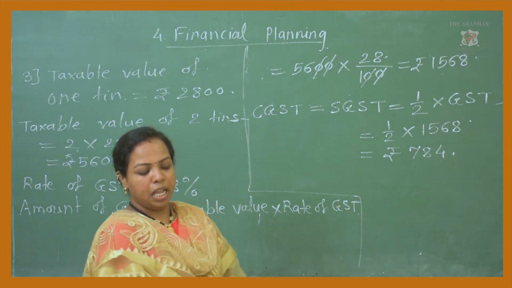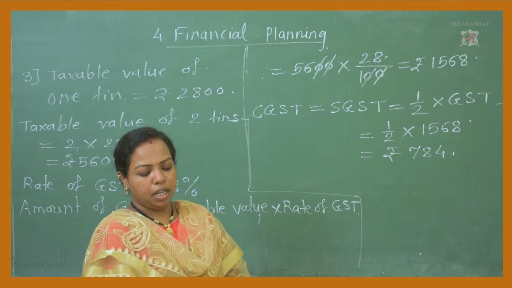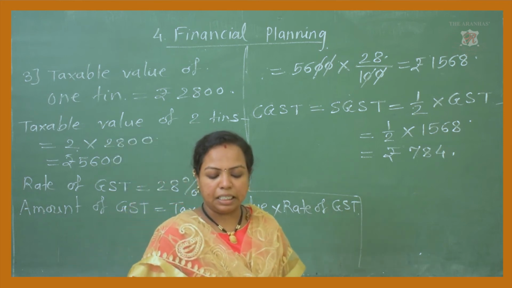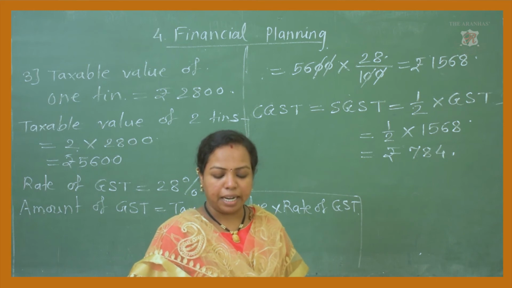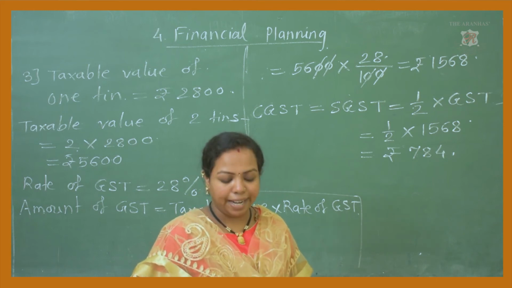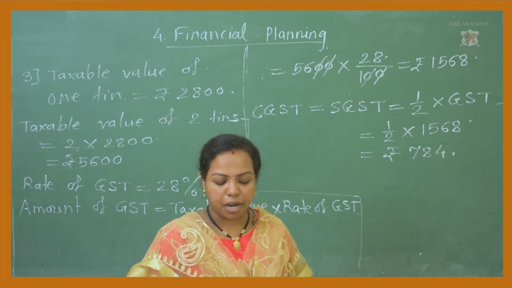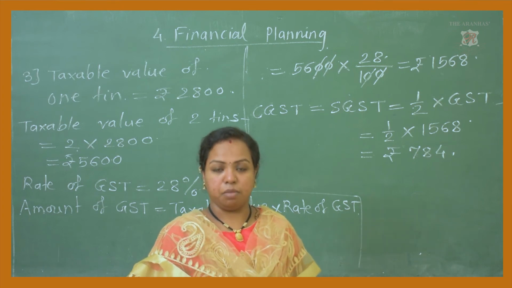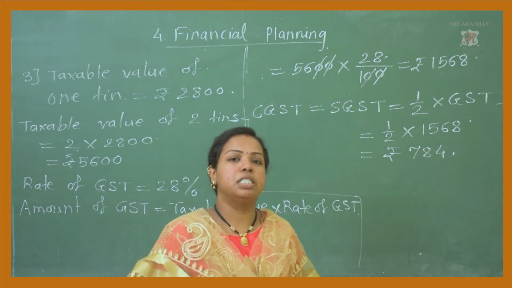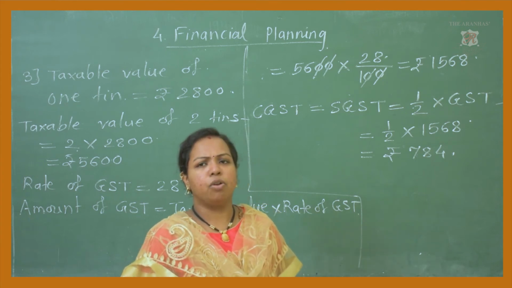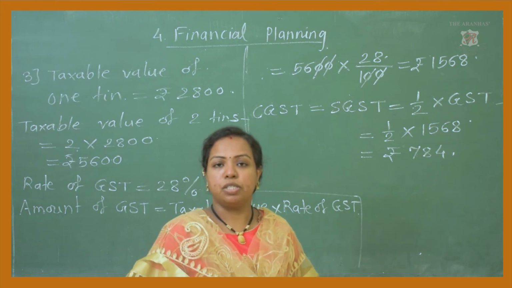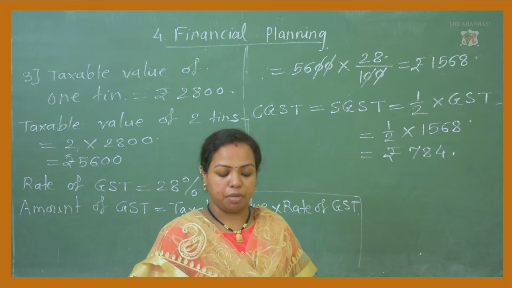See that question number 4: the taxable value of a wristwatch belt is rupees 586. The rate of GST is 18%. Then what is the price of the belt for the customer? Now in this question, they are not asking about the CGST value or SGST value or GST value. They are asking what is the price of the belt for the customer.